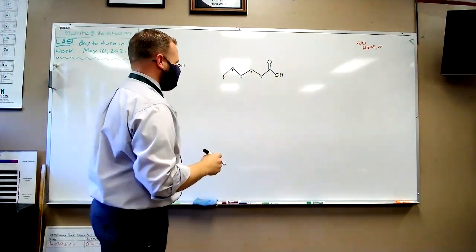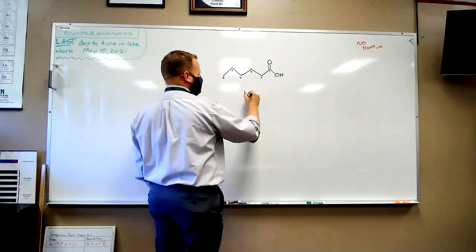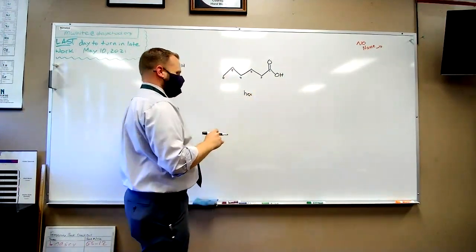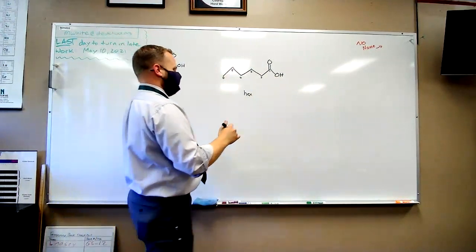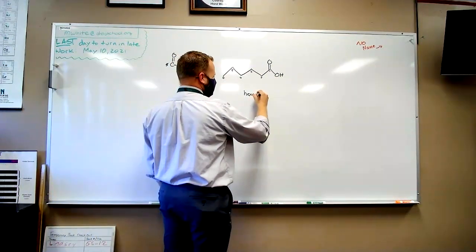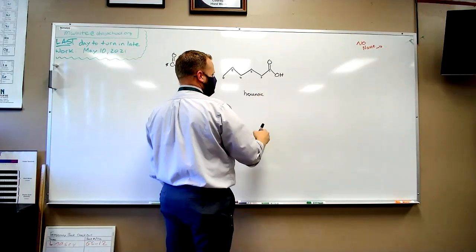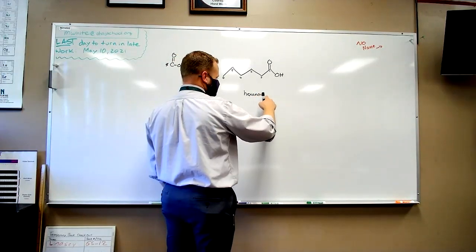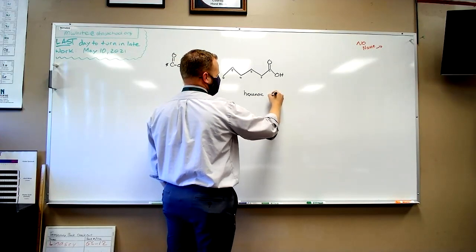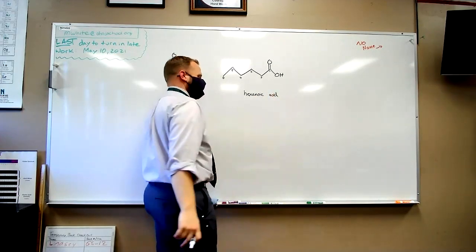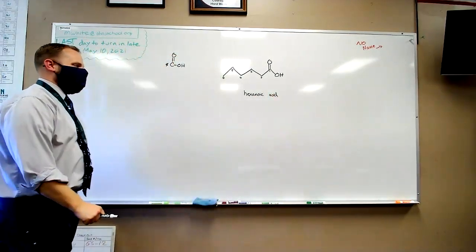We have 6 carbons. So we know we're dealing with hex. Just like always, we do keep the AN. Then we say OIC. And there is actually a space here. 2 words, acid. So hexanoic acid.